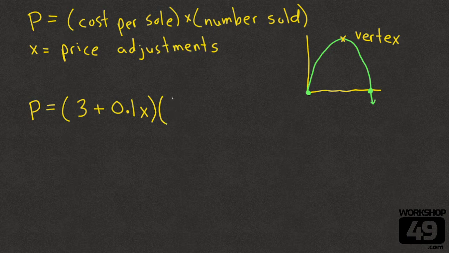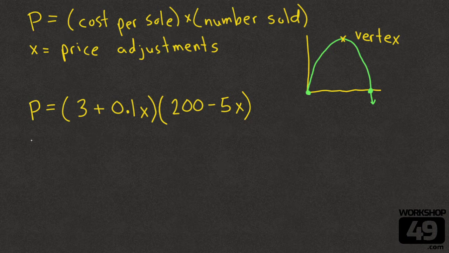On the other side, our number sold is 200 subtract 5x. X again is price adjustments, and every time we adjust our price, we lose 5 sales. If we adjust our price once, we lose 5. If we adjust our price twice, we lose 10, and so on.